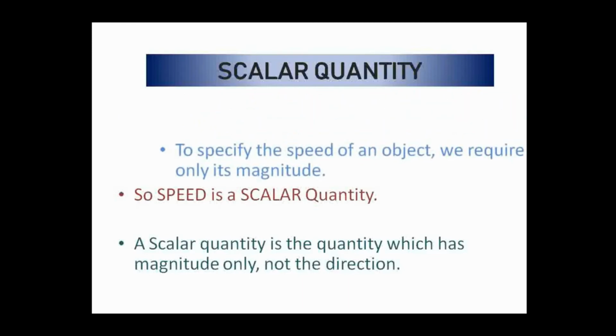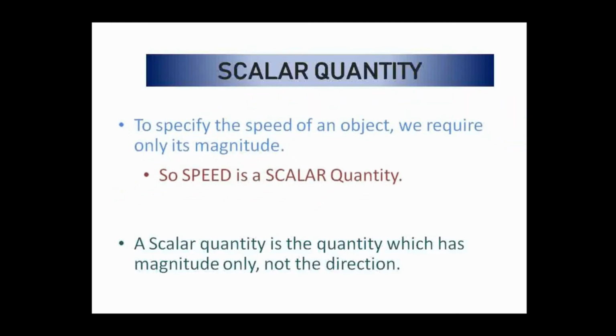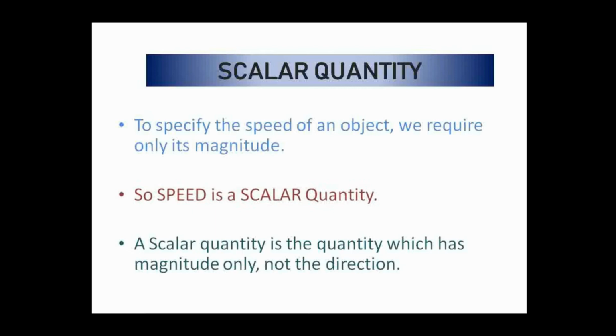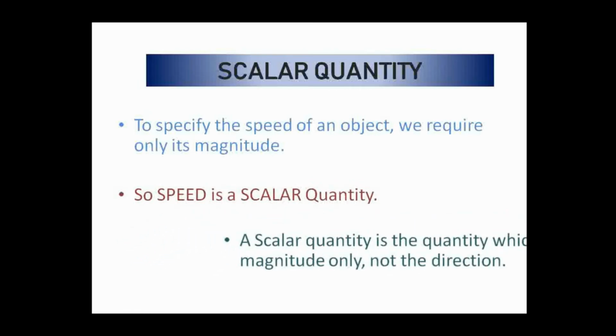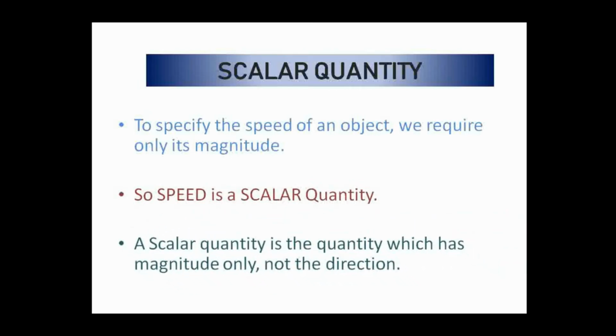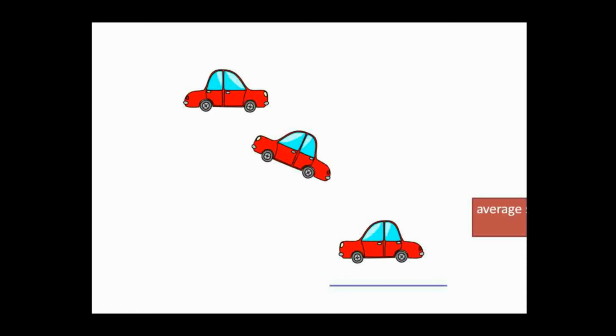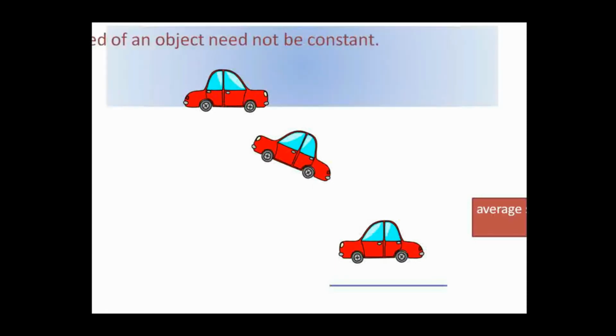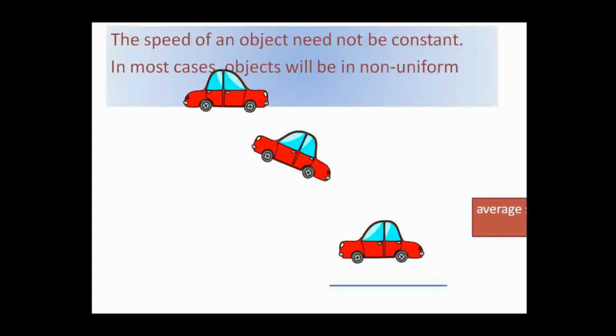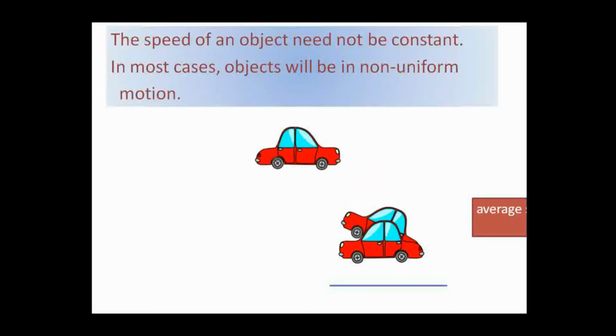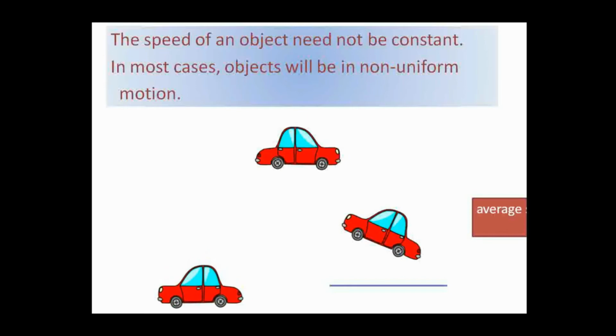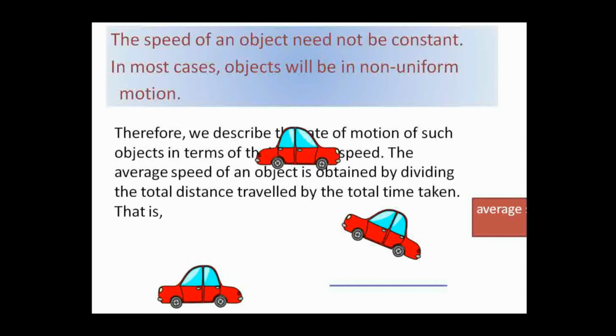To specify the speed of an object, we require only its magnitude. So, speed is a scalar quantity. A scalar quantity is the quantity which has magnitude only, not the direction. The speed of an object need not be constant. In most cases, objects will be in non-uniform motion. Therefore, we describe the rate of motion of such objects in terms of their average speed.